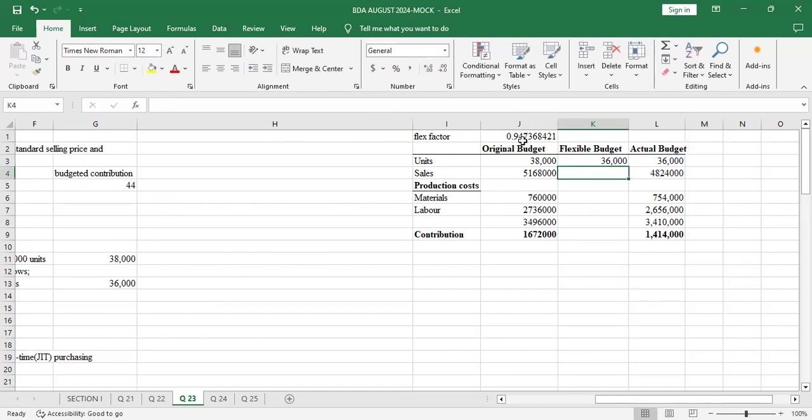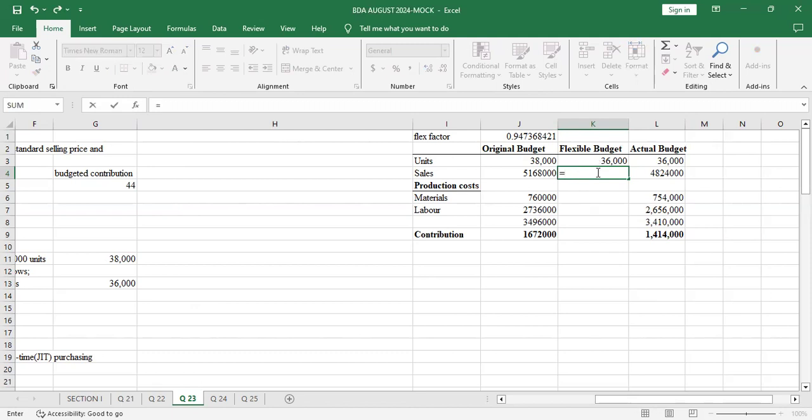So for sales now, you'll use this figure here to multiply all the values under the original budget to get the flexible budget. So use the flex factor, you multiply all the values here. So this is what I'm going to do.